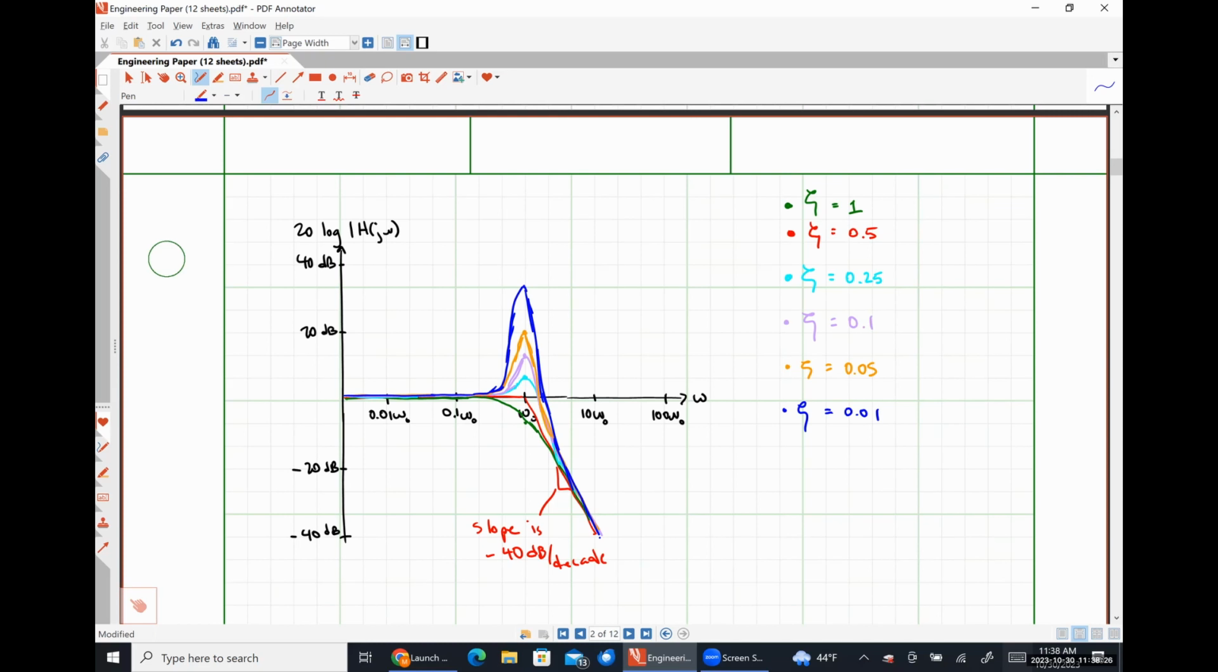So where was I going before I got distracted? Okay, so this is what our magnitude response effectively looks like. And the lower the damping function gets, the higher and higher this peak goes, and the more narrow this thing is, giving us a higher quality factor and all of that kind of good stuff.